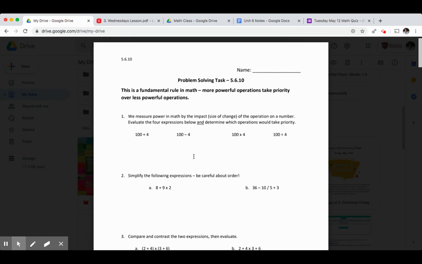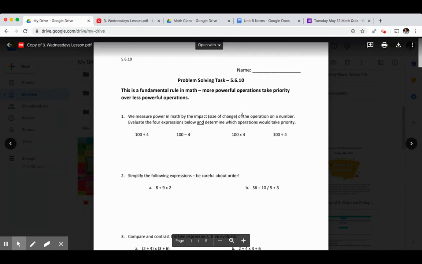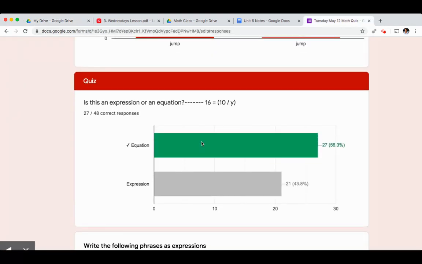Before we start for today's problem-solving task, we're going to go over a problem from yesterday's quiz that we had trouble with so that we can feel more confident. So today we're going to be reviewing the question that asked whether or not this was an expression or an equation. And it says 16 equals 10 divided by y. So this is an equation because an equation is a number sentence that has an equal sign, and this has an equal sign. I think that a lot of us weren't really taking a careful look at this to determine whether or not it was an equation or an expression.